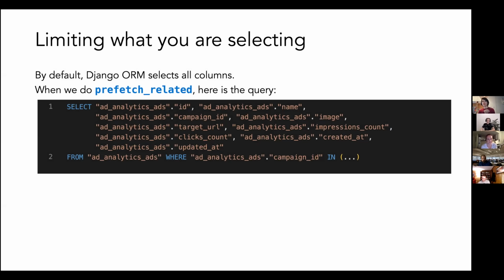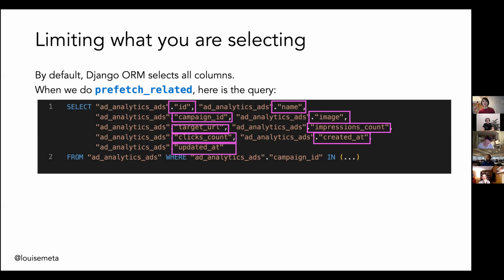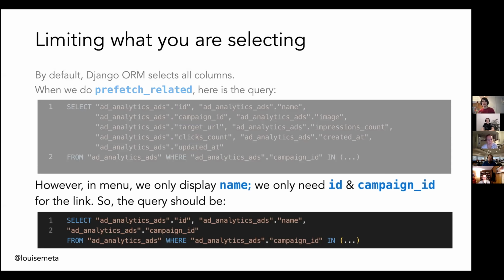By default, the Django ORM assumes that you will need everything from the table that you are selecting from. So if you look at my prefetch related from before, it executes that query where I just get everything, the ID, the name, campaign ID, et cetera. What I'm actually using in my app is just the name, the ID, and the campaign ID. So I need only 3 columns, not 2, 4, 6, 8, 9.